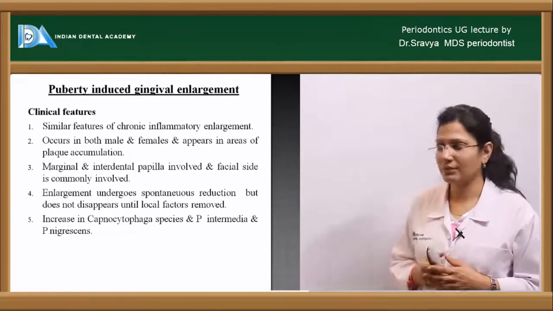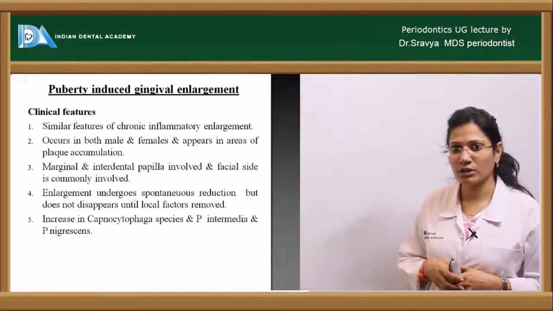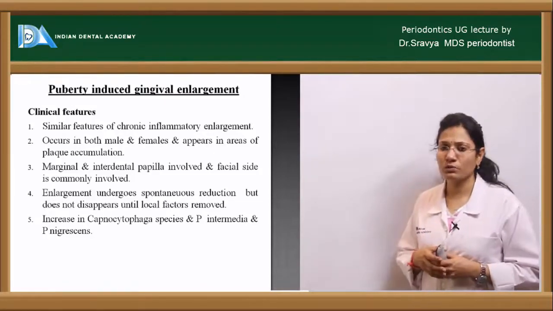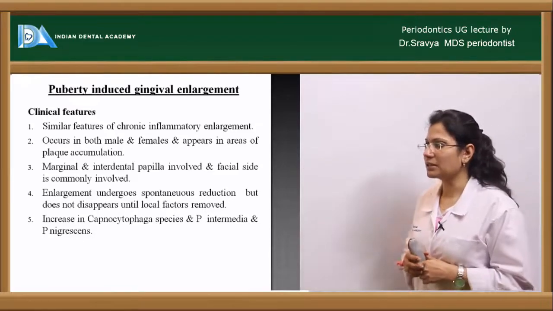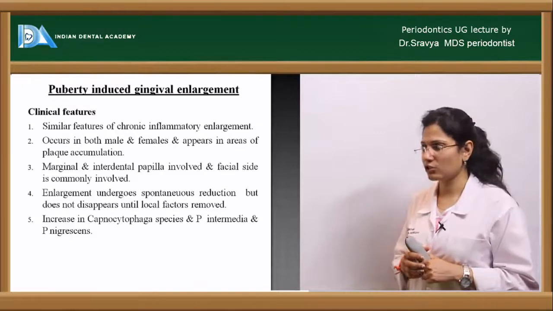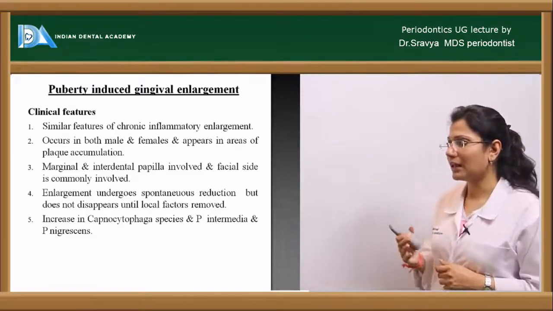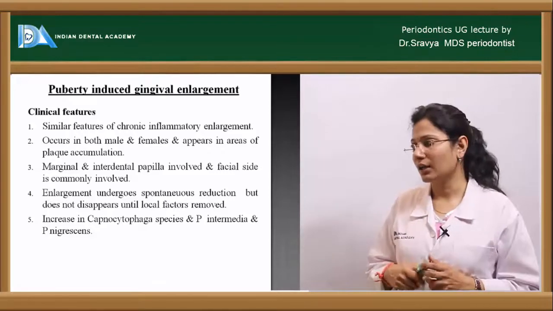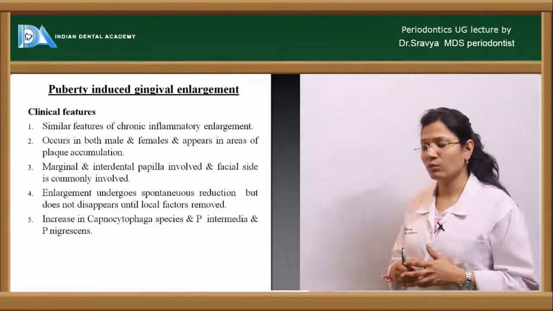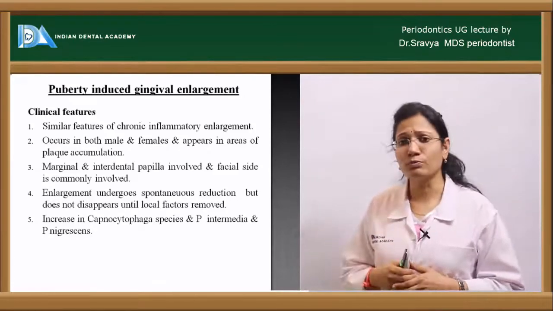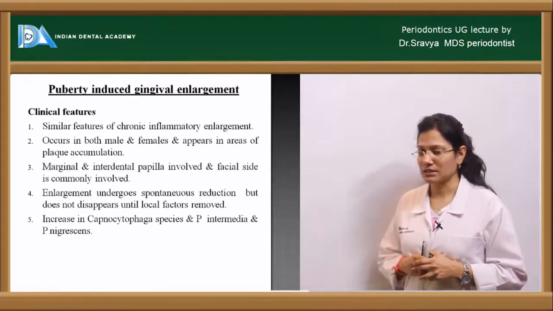Puberty-induced gingival enlargement. What are the clinical features? The features are the same as those of chronic inflammatory enlargement. It affects both men and women, but it's more common in women, and it appears in the areas of plaque accumulation. First it involves the marginal and interdental papilla, and the facial side is most commonly involved. The enlargement undergoes spontaneous reduction once you have removed or eliminated the local factors, but it does not disappear.